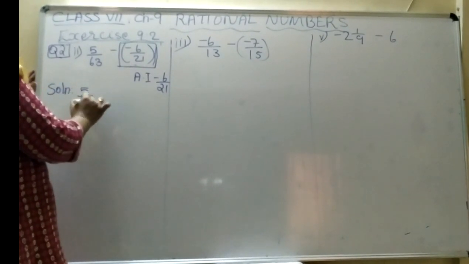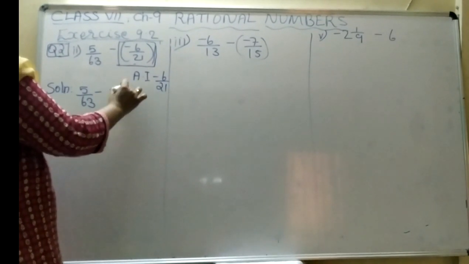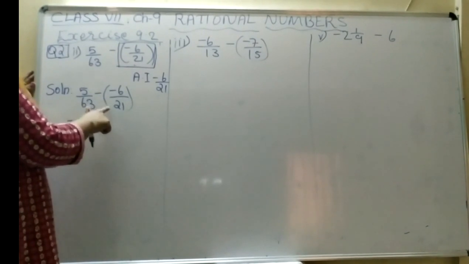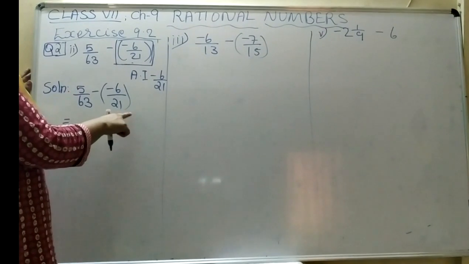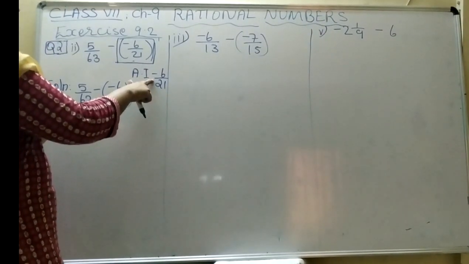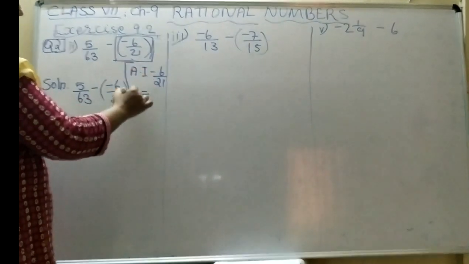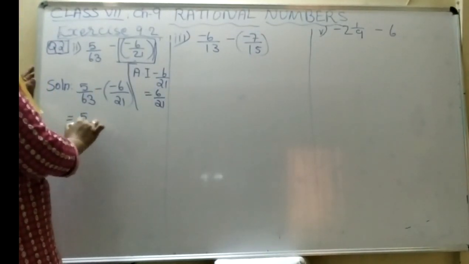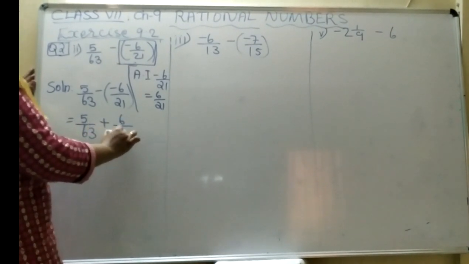5 upon 63 minus of 6 upon 21 equal to. Subtraction means addition by taking the additive inverse of the number to be subtracted. Here the number to be subtracted is minus 6 upon 21. The additive inverse of this will be 6 upon 21. So 5 upon 63 plus 6 upon 21.